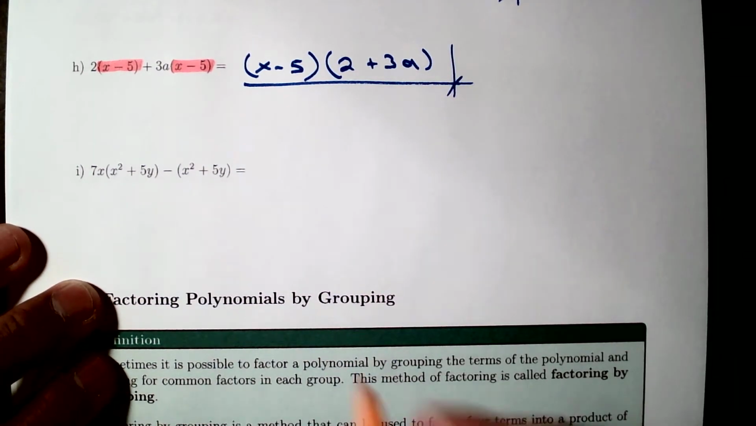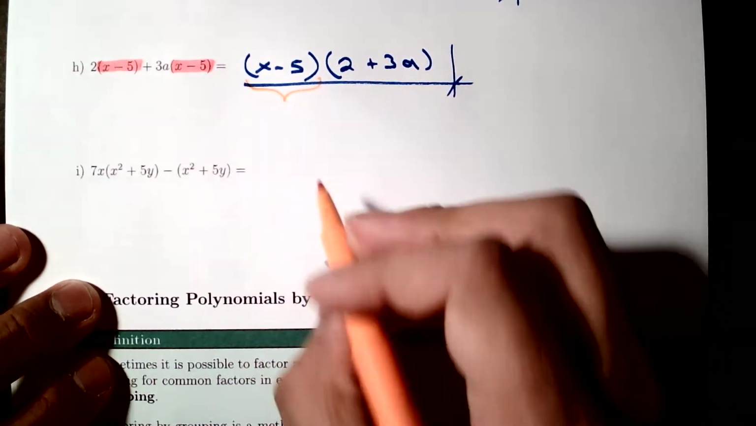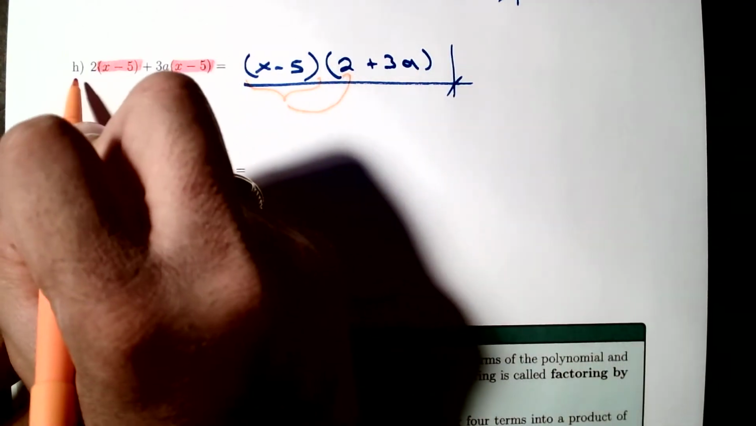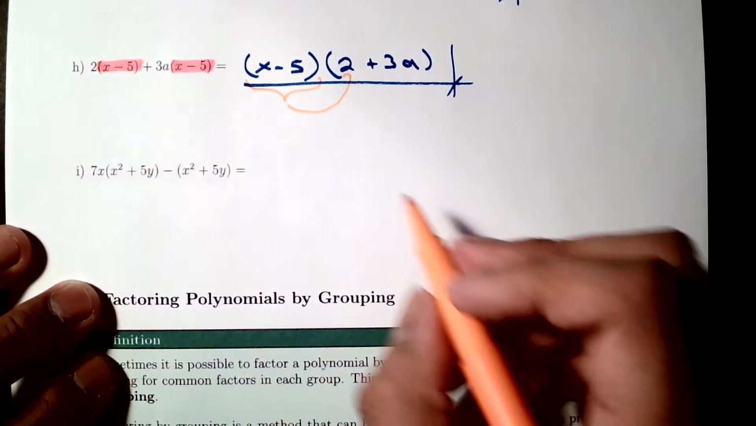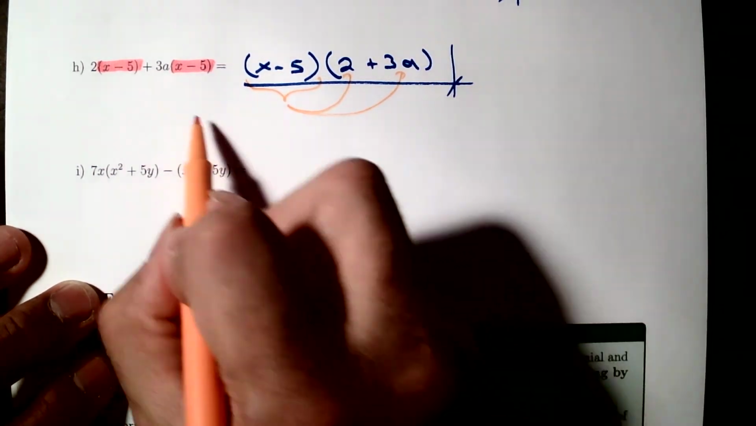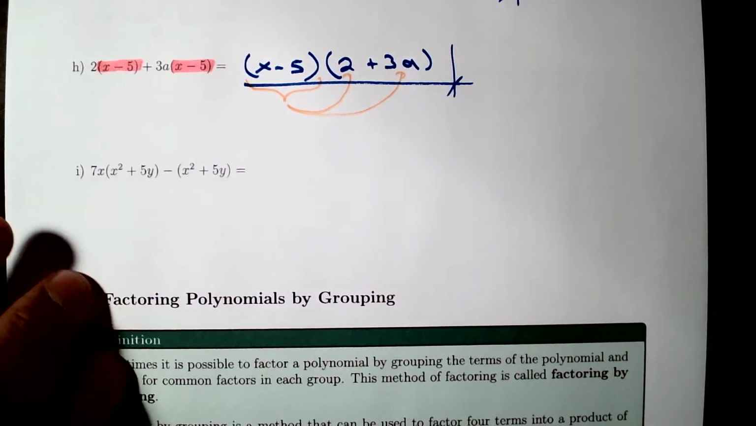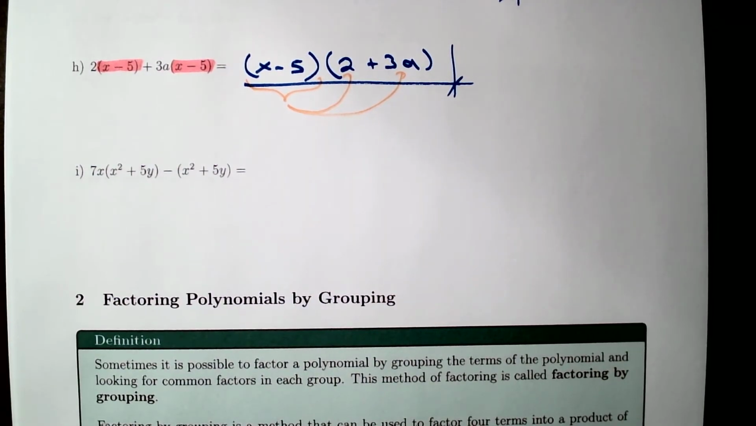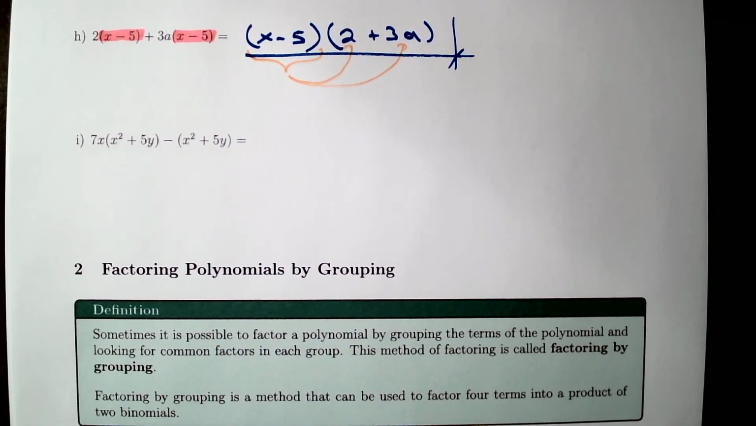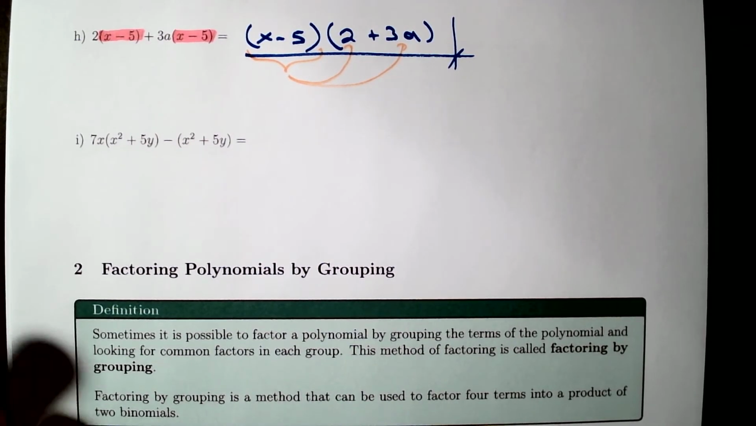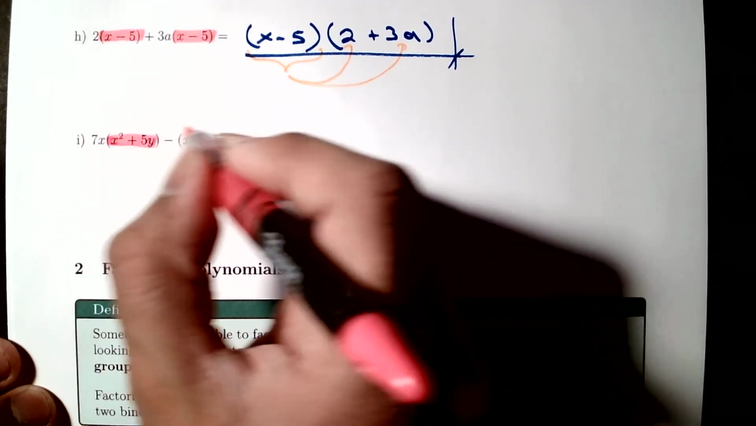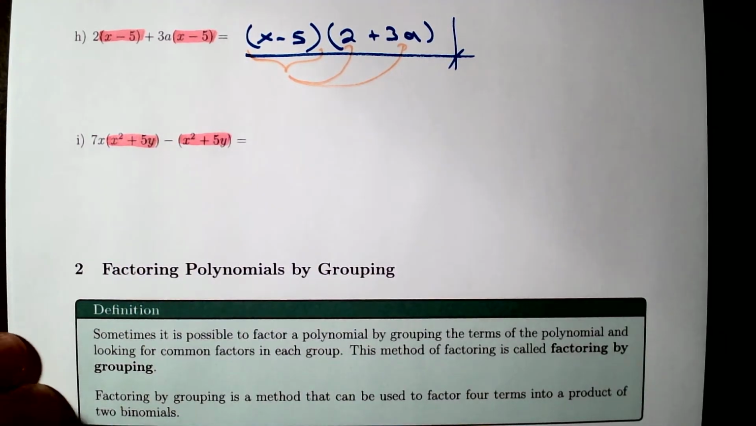In this case, if we think of x minus 5 as one whole factor, and multiply that by 2, we get 2 times x minus 5. And if we multiply x minus 5 as a whole times 3a, we get 3a times x minus 5. The same thing can be said about letter I, exercise I. If you look at the common factor, what they have in common is this x squared plus 5y.